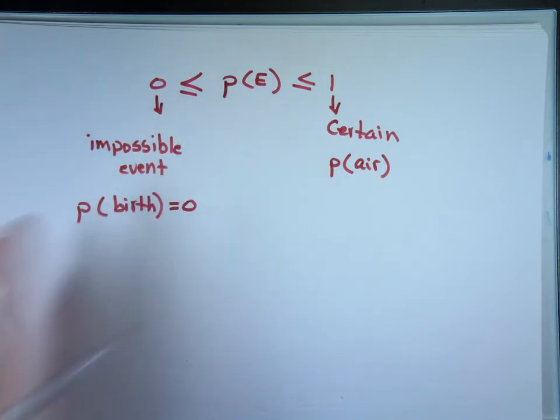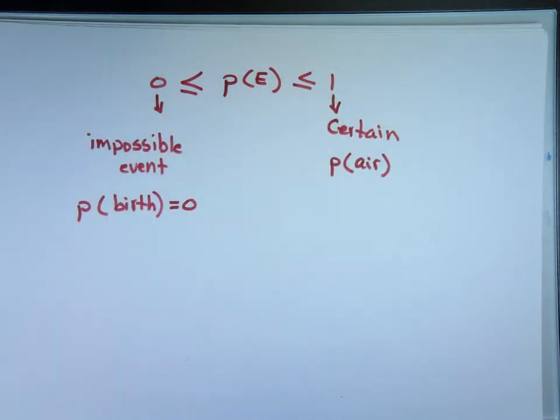You start doing some big problems, you end up with an answer of 1.5. That's a flag. Something is not right. You did something wrong. Your answer has to be between 0 and 1. It can't be more than 1. It can't be a negative number.